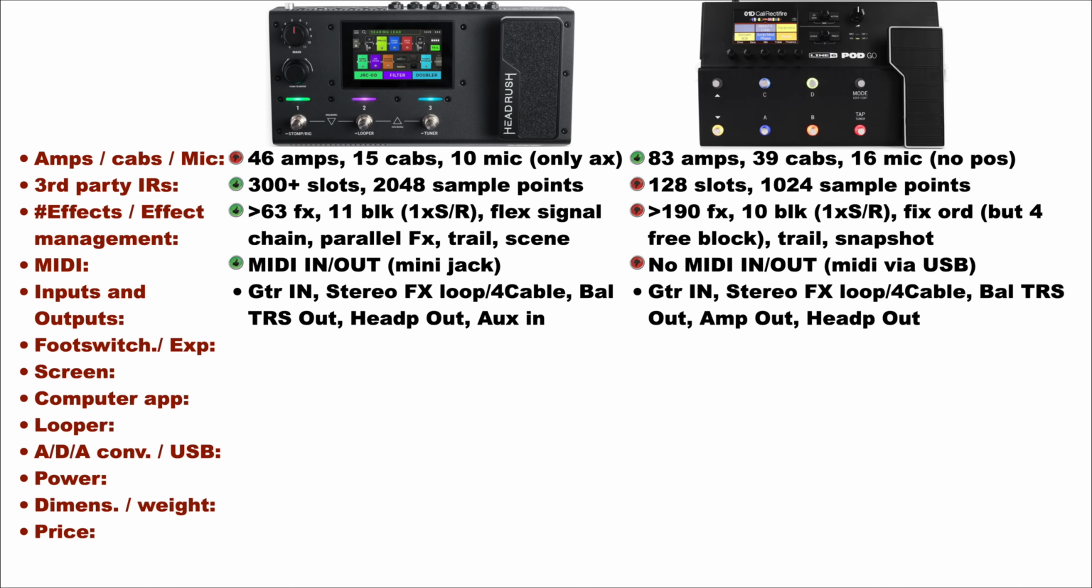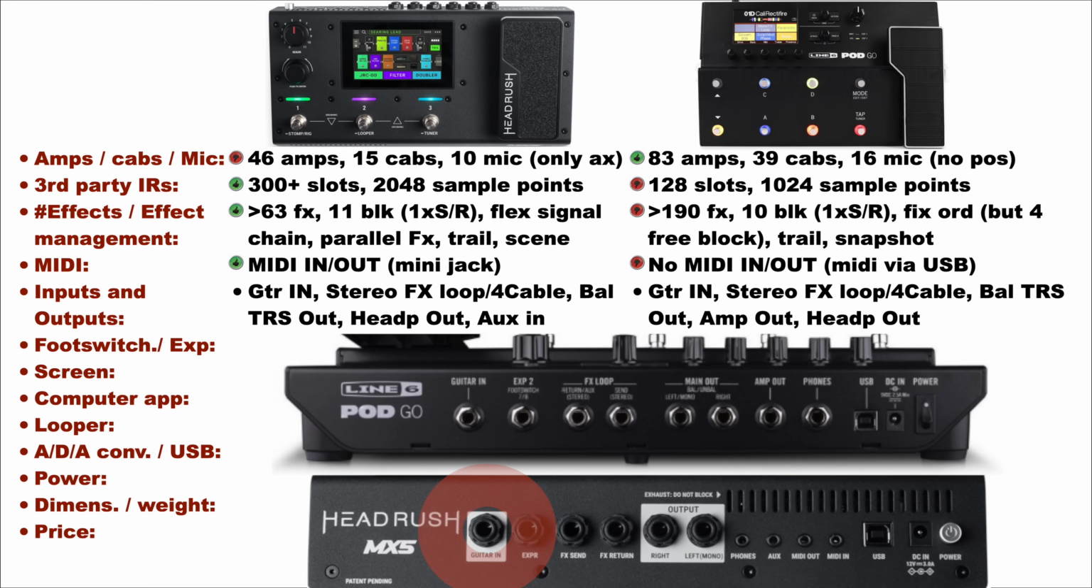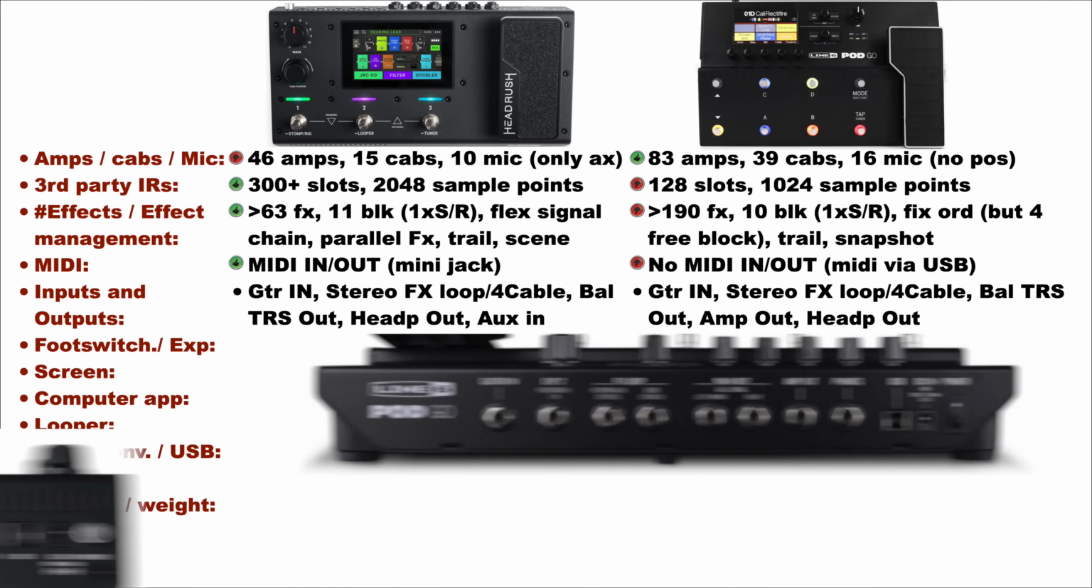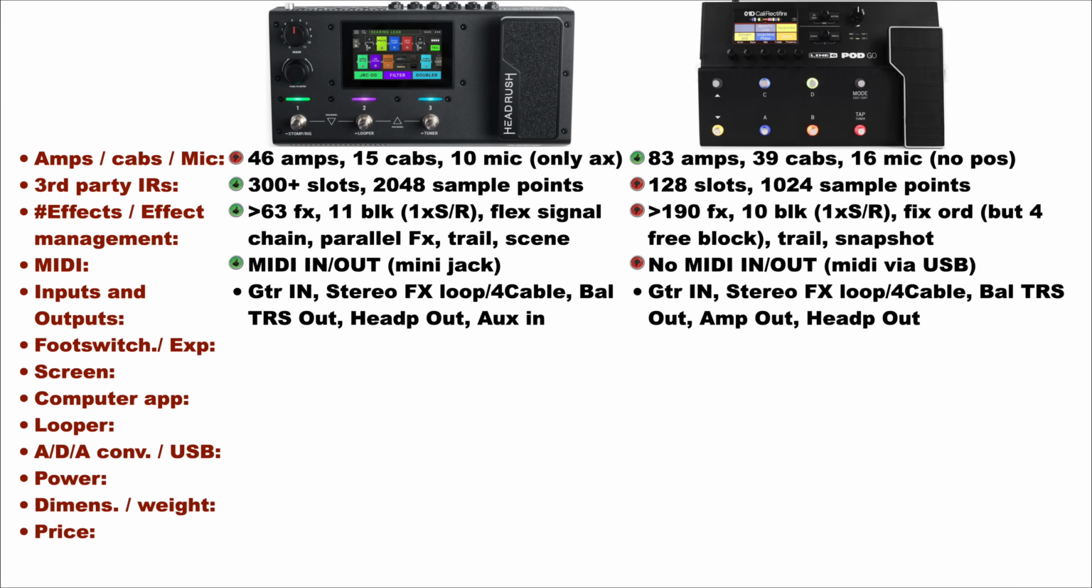As regards input and output, the MX5 has a guitar in, a stereo effect loop via TRS jacks, balanced TRS outputs, a headphone out and an aux in. In the PodGo we have a guitar input, a stereo effect loop via TRS jacks, balanced TRS outputs, an amp out and a headphone out. Here I would give the thumbs up to both the units, as they are among the modelers with the most complete array of I/O in this price range.